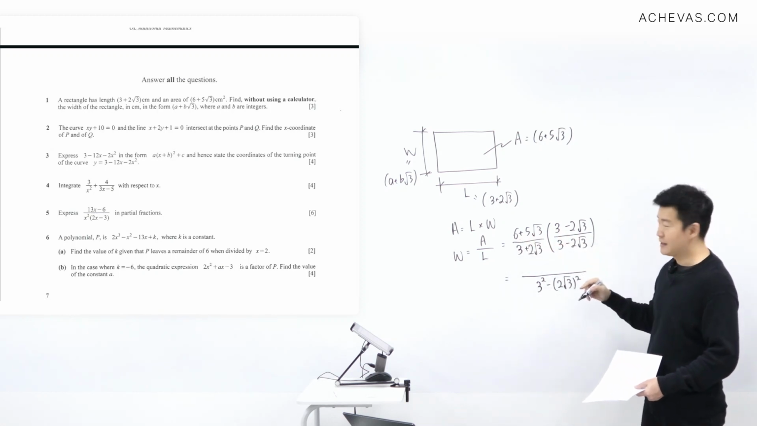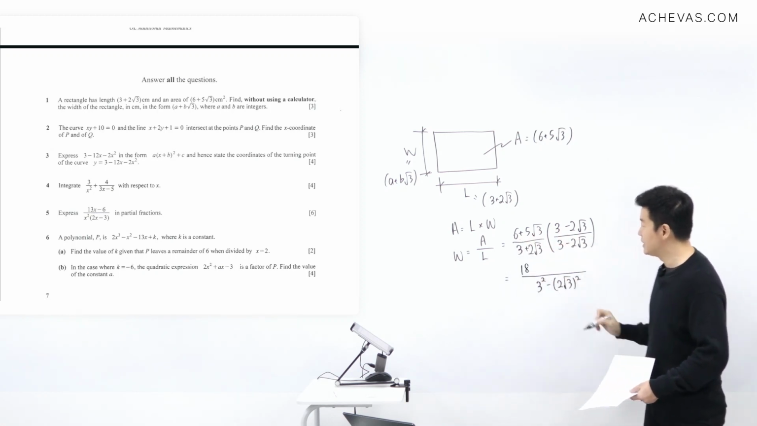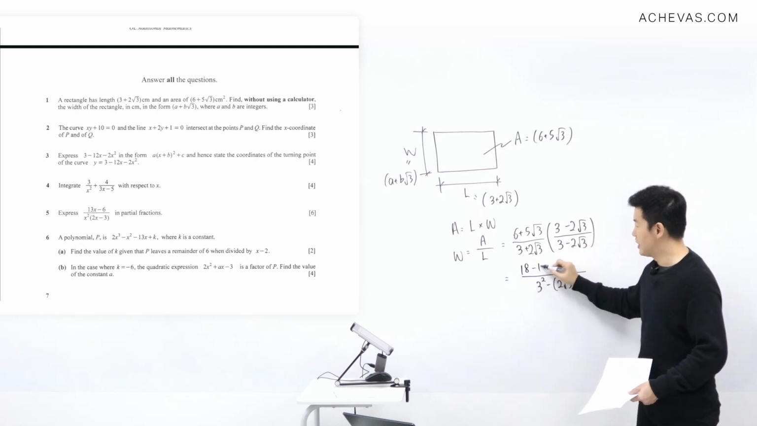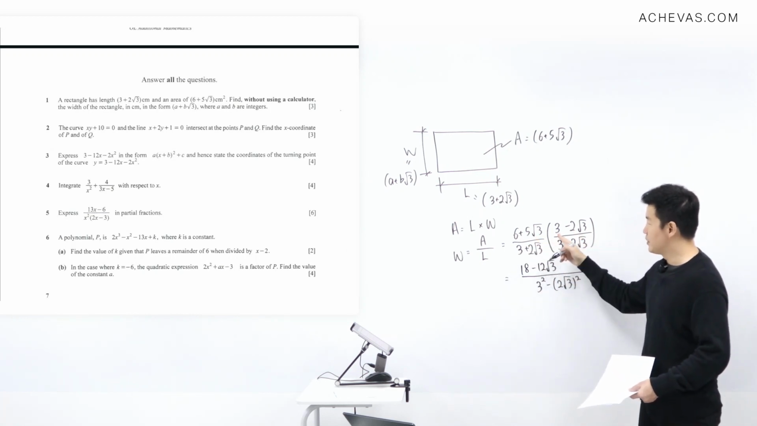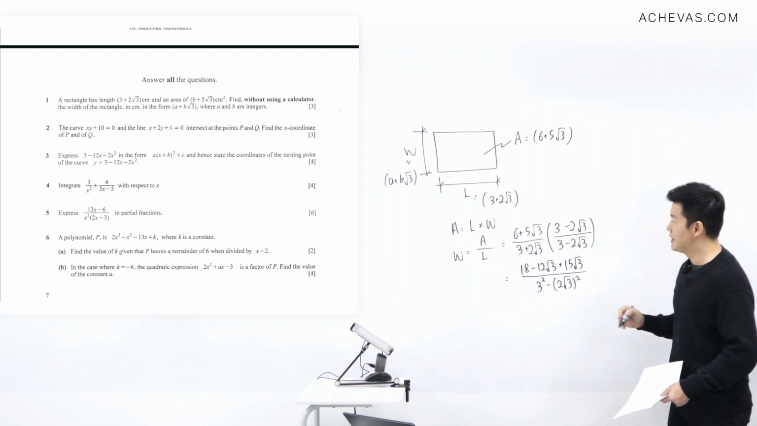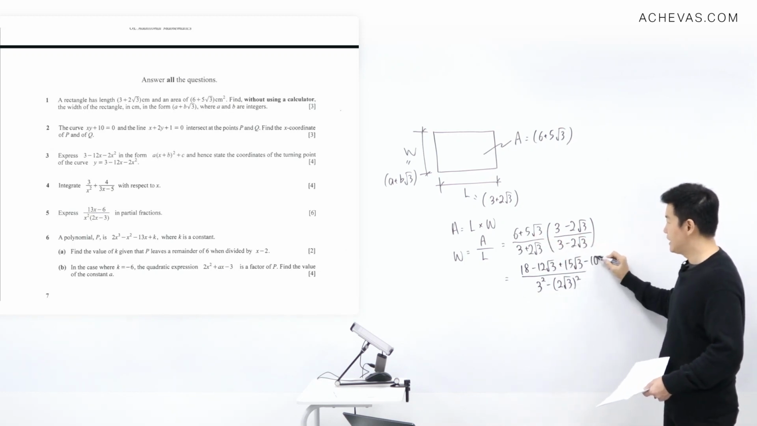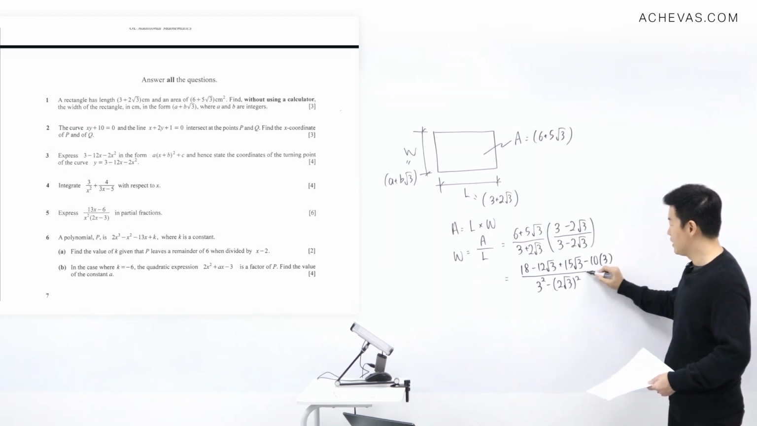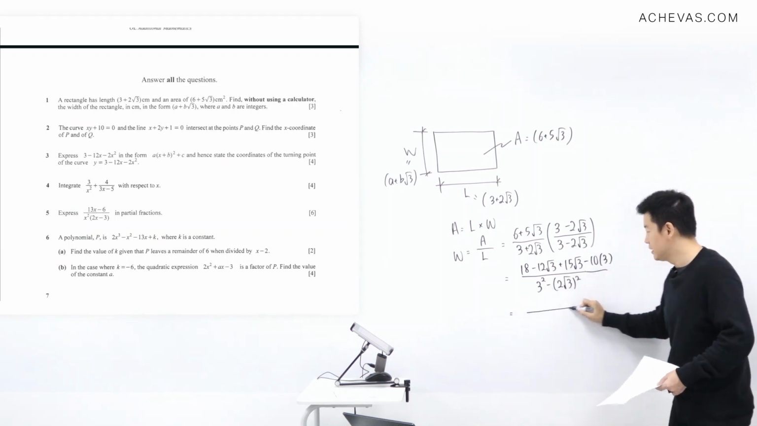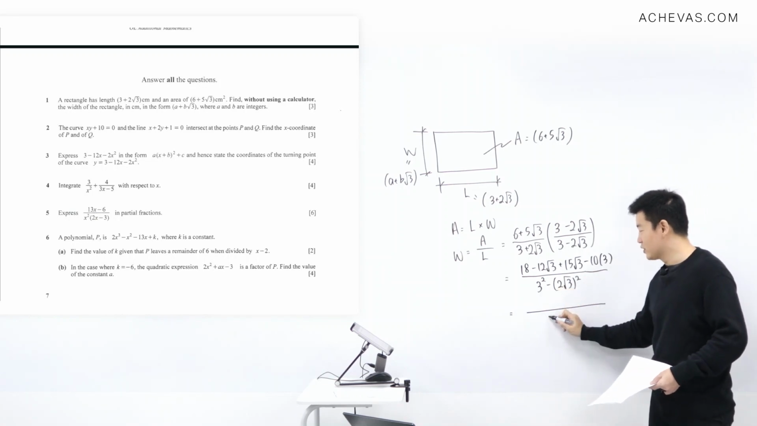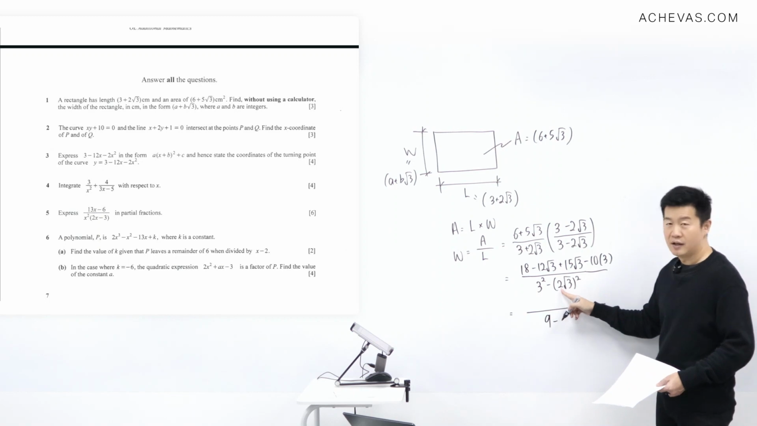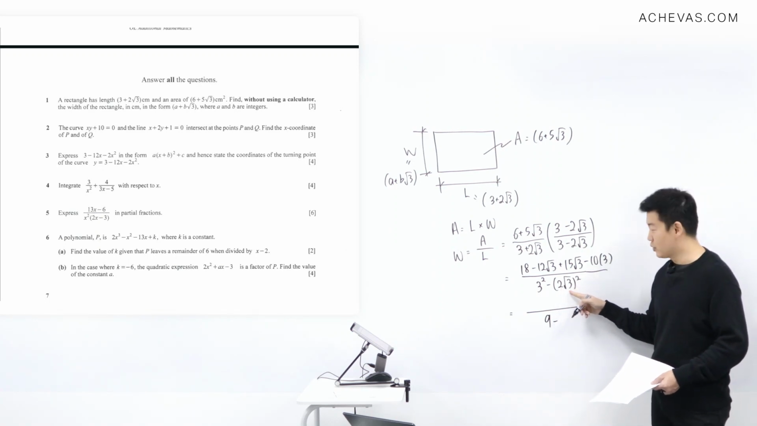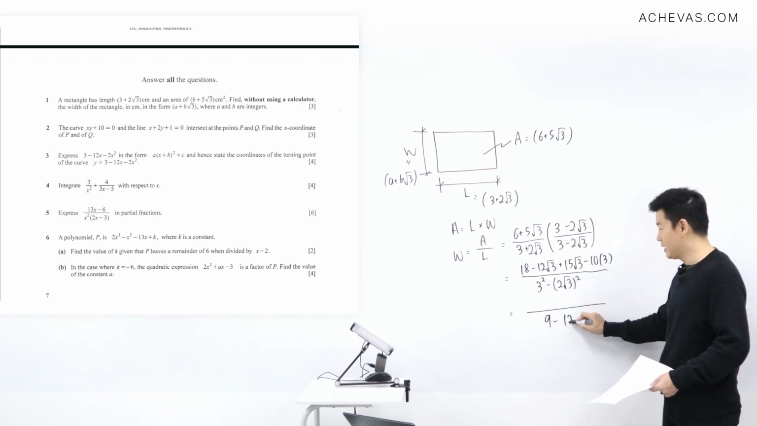So this multiplied by this, 6 multiplied by 3 gives me 18. This multiplied by this is going to be minus 12 square root of 3. This multiplied by this is plus 15 square root of 3. This multiplied by this is going to be minus 10, and we have a square root of 3 multiplied by square root of 3, so we have a 3 here. For the denominator, 3 squared is equal to 9, minus 2 squared, which is 4, multiplied by square root of 3 squared, which is 3. So we have 4 multiplied by 3, 9 minus 12.